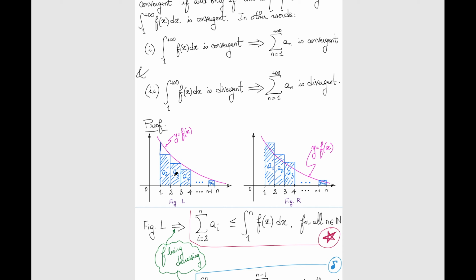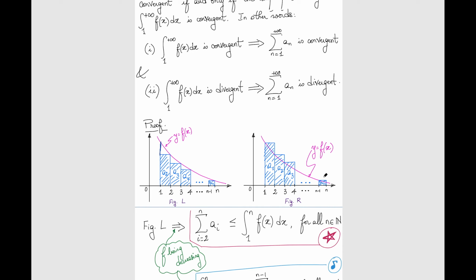Certainly the sum of these rectangles is smaller than this area, because we're missing some pieces, right? These small pieces here. All right, so we have this inequality, and this holds for any natural number n, wherever you stop, correct?